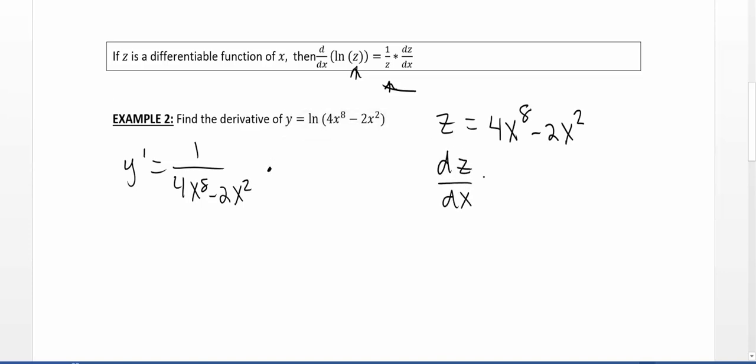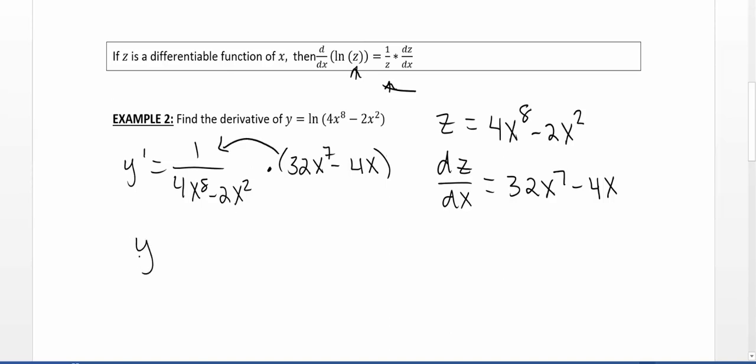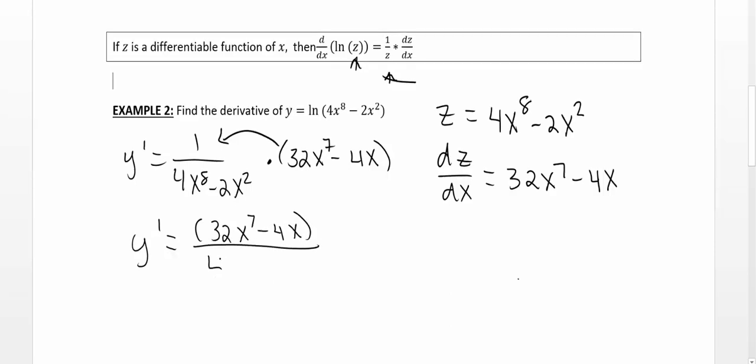So I need to find the derivative of z with respect to x. So the derivative here will be 32x to the 7th minus 4x. You can leave your derivative like this if you'd like, but the convention is that we multiply the function into the numerator. So that looks like this: 32x to the 7th minus 4x divided by 4x to the 8th minus 2x squared.